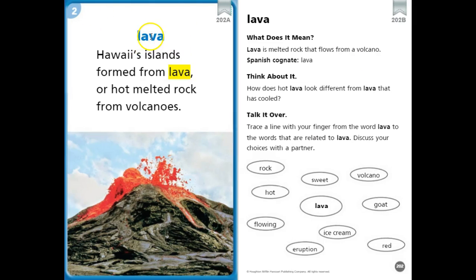Read it with me. Lava. Hawaii's islands formed from lava or hot melted rock from volcanoes. Lava is melted rock that flows from a volcano. How does hot lava look different from lava that has cooled? Trace a line with your finger from the word lava to the words that are related to lava, and tell your learning adult at home why you made your choices.